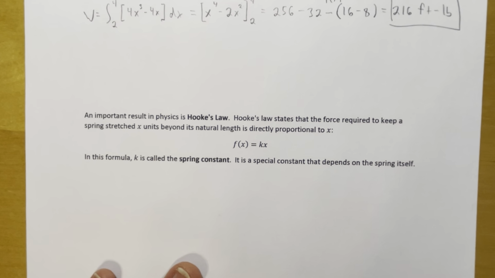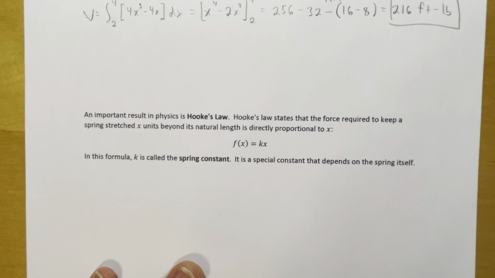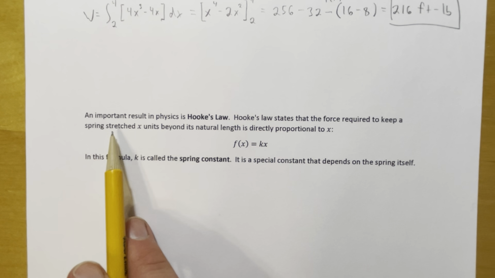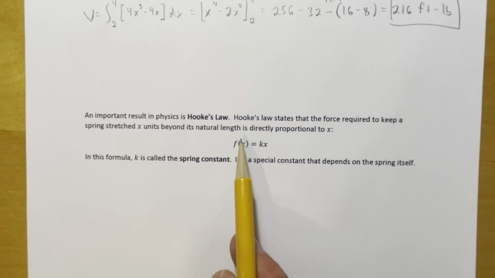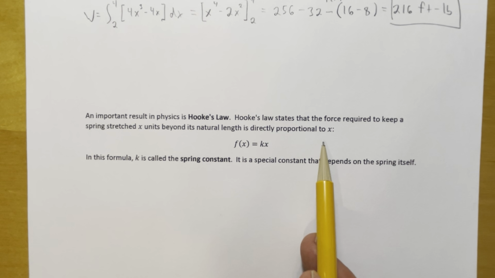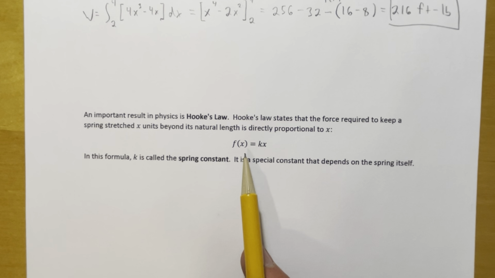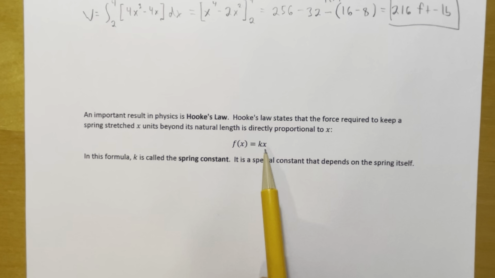So for the next example, before we can get into that, we need to talk about something in physics known as Hooke's law. Hooke's law concerns springs. Specifically, what it says is that the force required to keep a spring stretched x units beyond its natural length is directly proportional to x. Or we can represent that as a function this way. F of x is equal to k times x, where k is some constant.